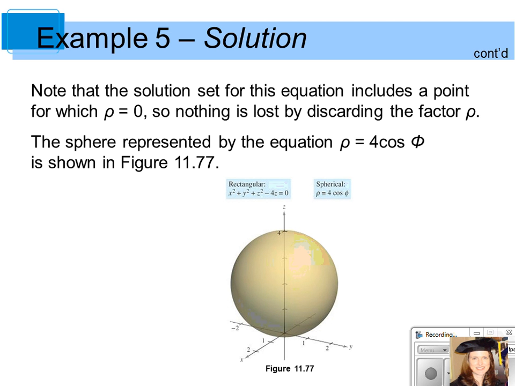Now the solution set for this equation includes a point in which rho equals 0, so nothing is actually lost by discarding the factor rho, and the sphere represented by the equation rho equals 4 cosine phi is shown. So again, we start off with this rectangular equation, x squared plus y squared plus z squared minus 4z equals 0. By replacing the x squared plus y squared plus z squared with rho squared, and converting the z, we get a simplified equation, rho equals 4 cosine phi.